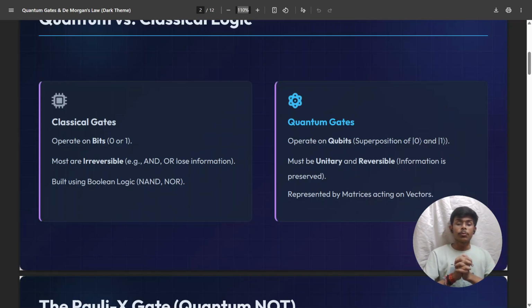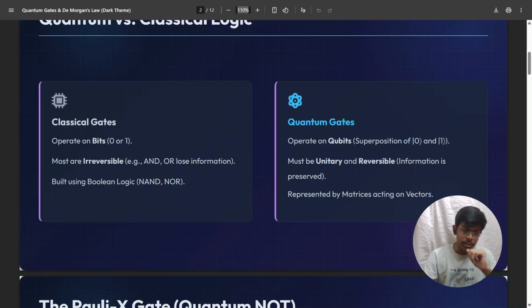Before we see the gates, we have to understand the rules of the game. So on your left, you can see the classical gates. You know these gates are AND or XOR, etc. They operate on bits, strictly 0 and 1, but they have a flaw. They are mostly irreversible. Think about the AND gate. If the output is 0, can you guess what were the inputs? No, right? It could have been 0 0, 0 1, or 1 0.